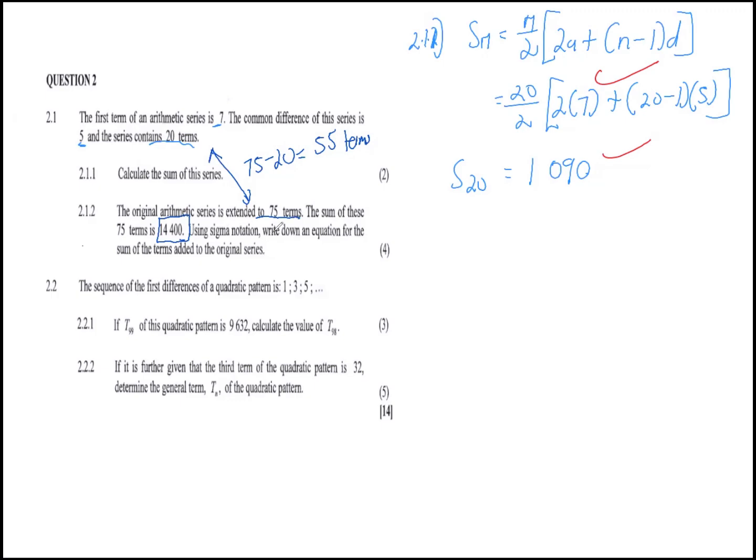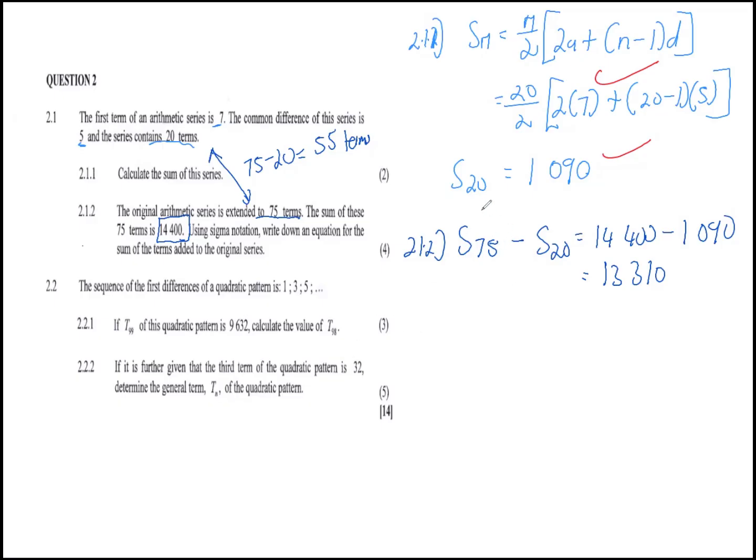They're now saying, using sigma notation, write down the equation for the sum of the terms added to the original series. So this is what we're going to do. We understand that in order to find the difference, we'll have to say sum of 75 minus the sum of what? The sum of 20 terms, right? And then what are we going to get there? The sum of 75, we've been given that it's 14,400, and then we calculated the sum of 20 terms is only 1,090. So the difference that is made by the 55 terms is 13,310.